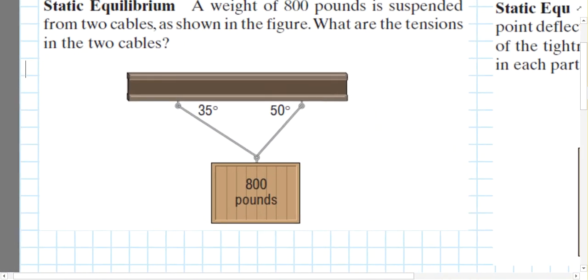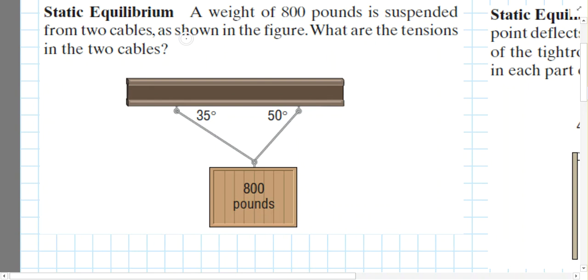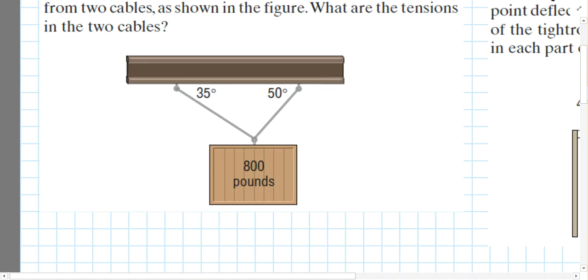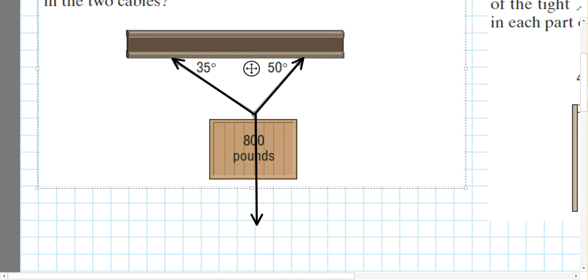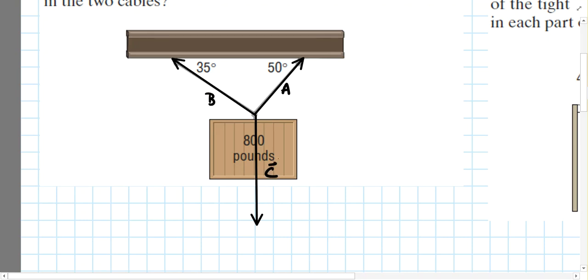So let's talk about this one for a second here. A weight of 800 pounds is suspended from two cables as shown in this figure. We would like to know what the tensions in the two cables are. Well, the tension of each cable is simply the magnitude of each vector. And so hopefully you recognize that this cable here is pointing in this direction as it's pulling, trying to support the weight. This one's pulling in this direction. And then there's a third vector pointing downward because that's the weight of the box. It's pulling straight down, so that's the third vector. So I'm just going to call these vectors A, B, and C.